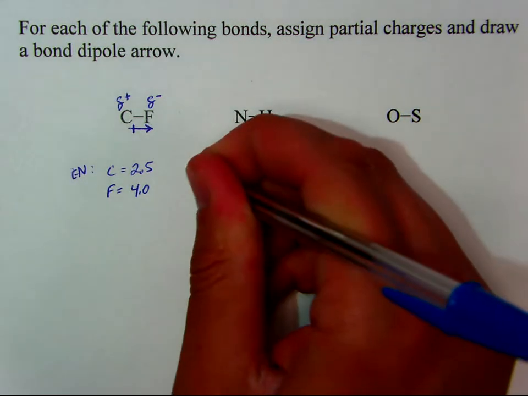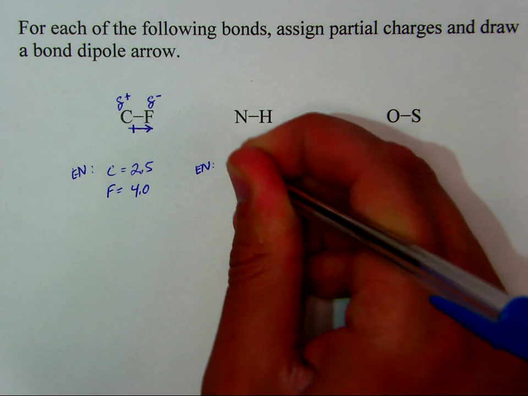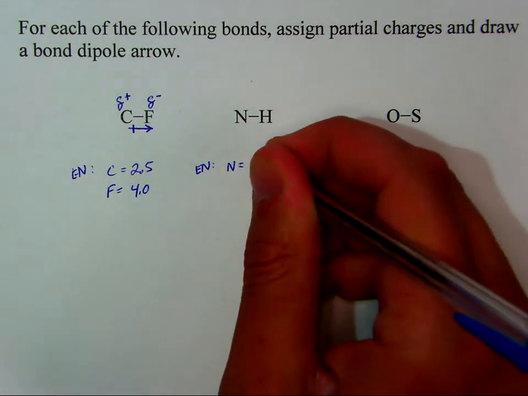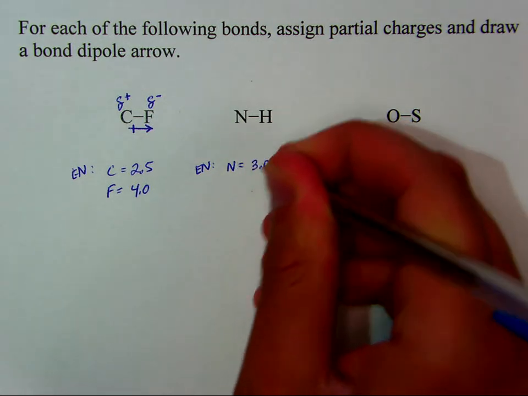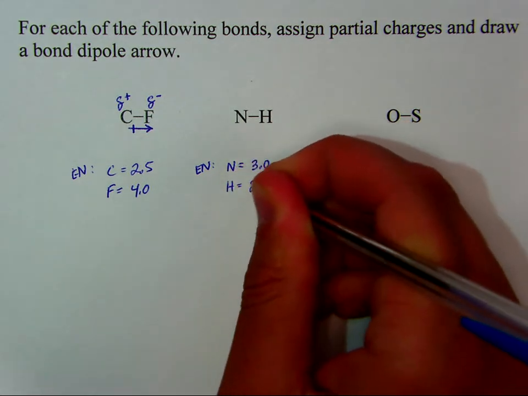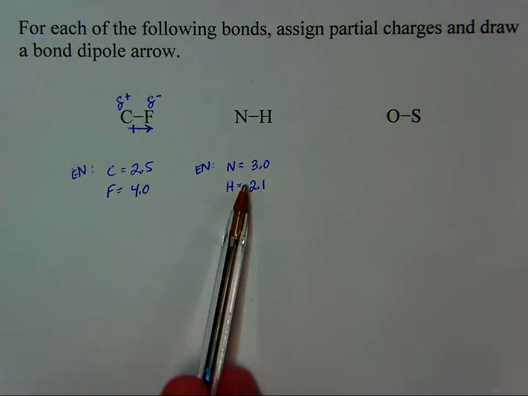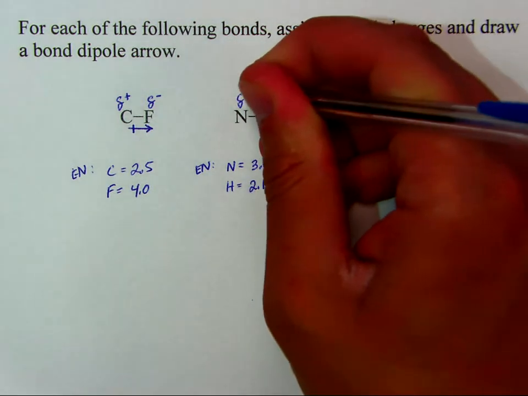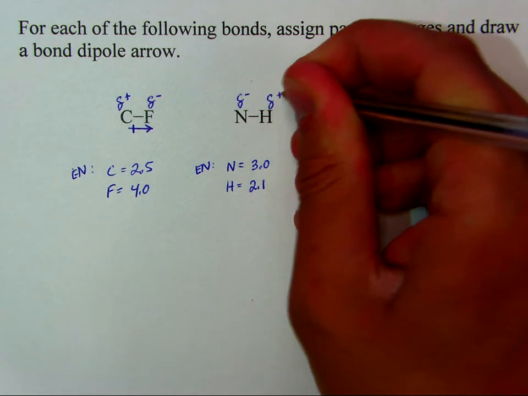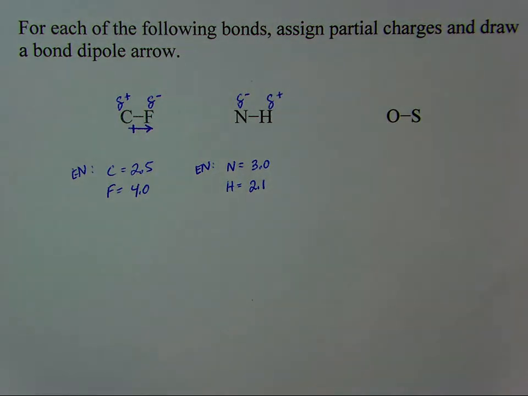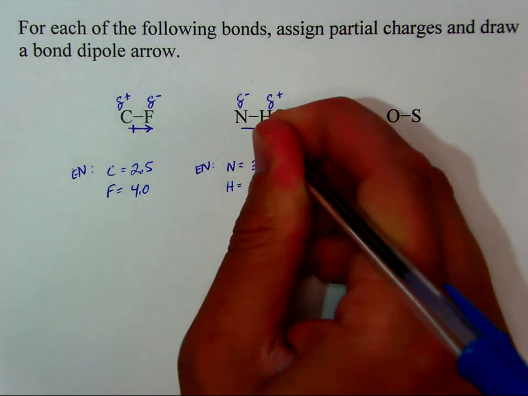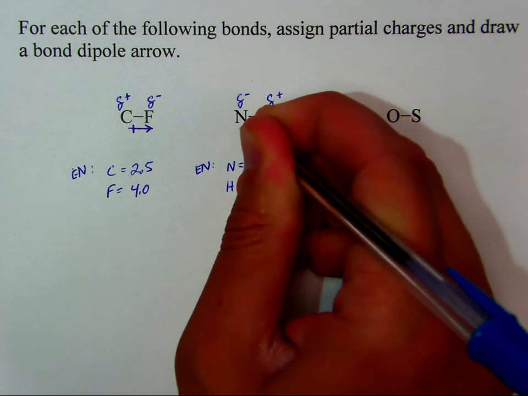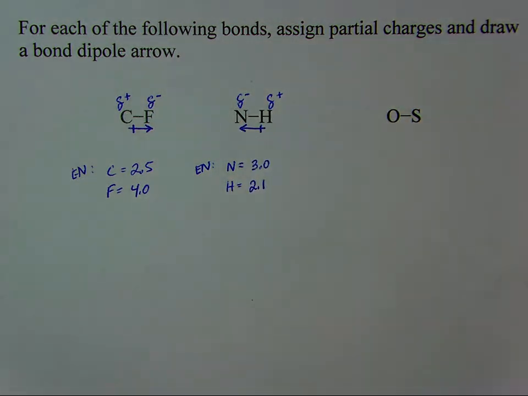We need to look up the electronegativity values once again. For nitrogen, that number is 3.0. For hydrogen, the number is 2.1. The atom with the higher electronegativity is the one that's winning the tug of war, so it'll have the partial negative. The other one will have the partial positive. The bond dipole arrow will point from positive to negative. In that case, it's going to point right to left like this.